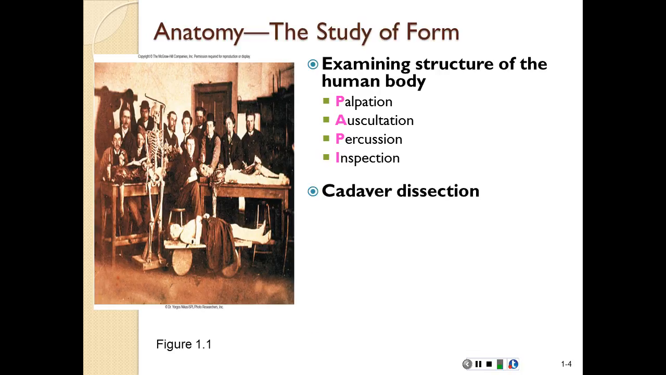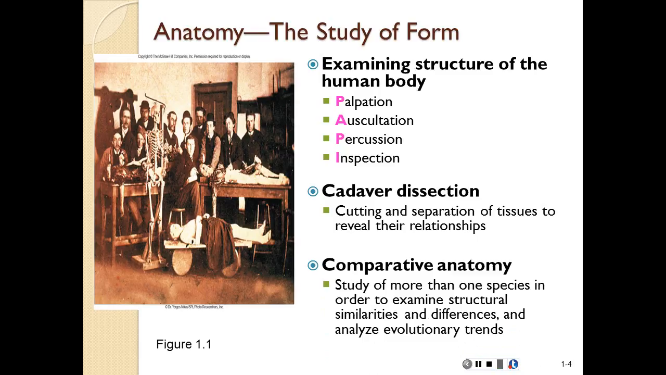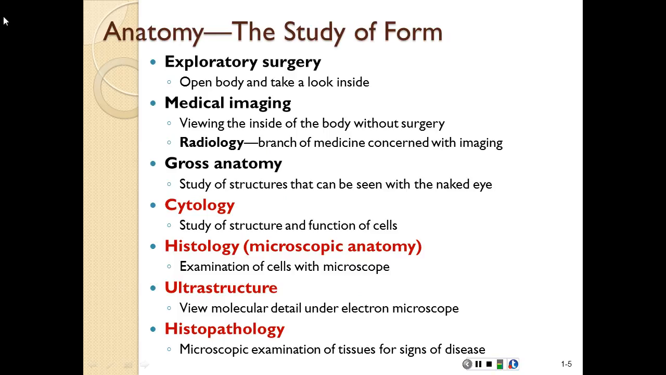Some other ways. We have cadaver dissecting, and that's of course dealing with cutting and separating of tissues to reveal their relationships. Then we have comparative anatomy. We're going to be dealing with bodies of more than one species, and we're going to be figuring out what type of similarities or differences they have, and how they evolve, the evolutionary trends that they may have.